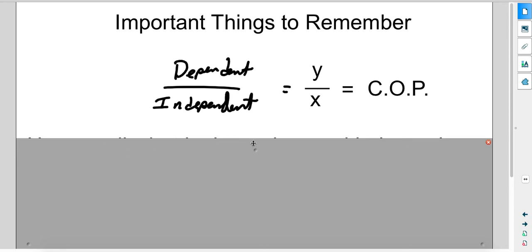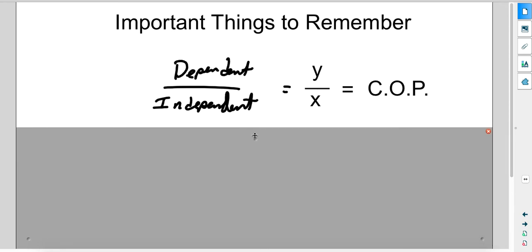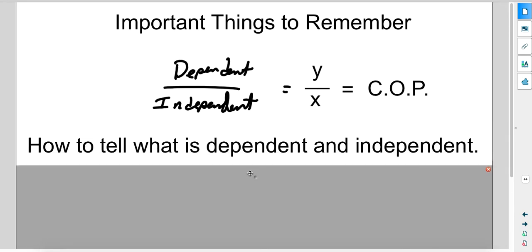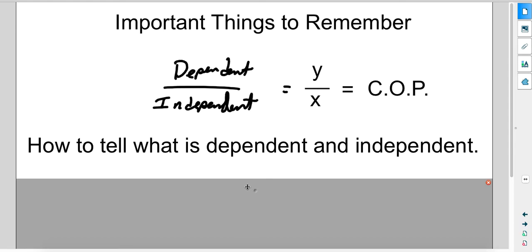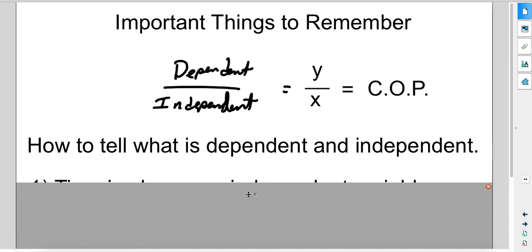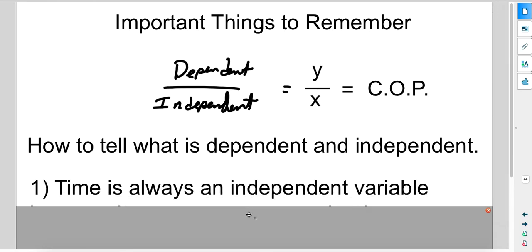Now, you'll also need to be able to tell what's dependent and independent. Now, the easiest way to do this, and if you're lucky enough for this to be your ratio, or your comparison, is that time is always an independent variable, because no matter what happens, time will always continue. Time does not rely on money, time does not rely on a length of anything. Time is just its own thing that goes on without anybody else's help.